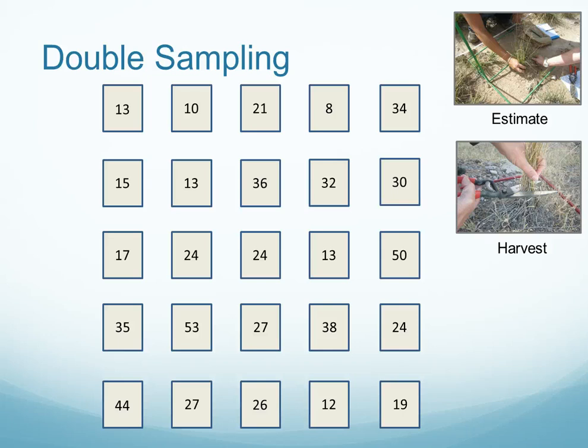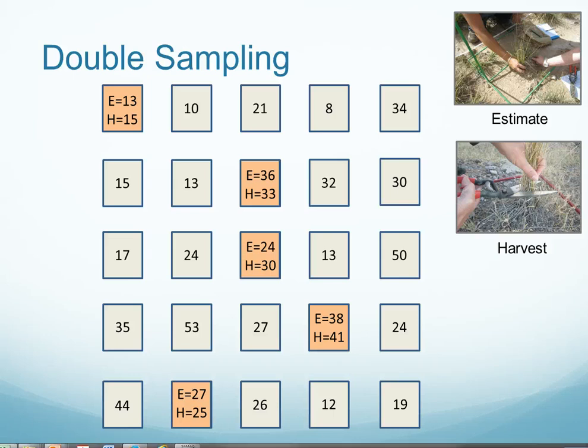We see in this diagram here 25 quadrats that were all estimated. The numbers in the quadrats represent the number of grams of herbaceous material that were estimated in the quadrats. After they were estimated, a subset were also harvested. So we have double sampling in those quadrats that were both estimated and harvested and weighed.